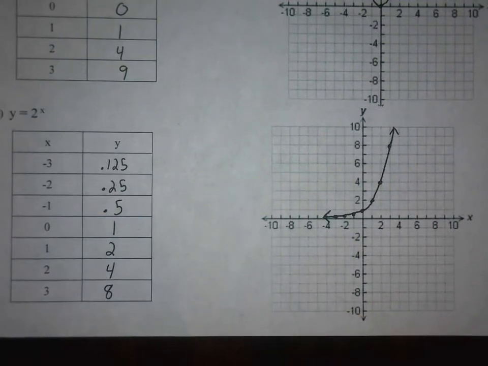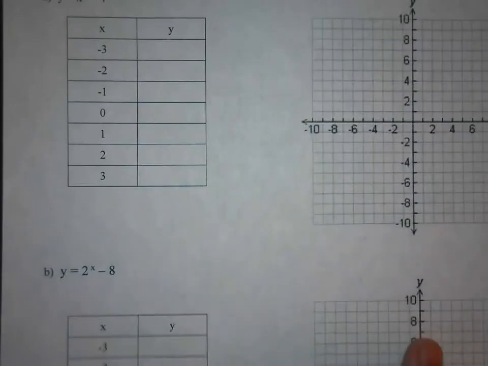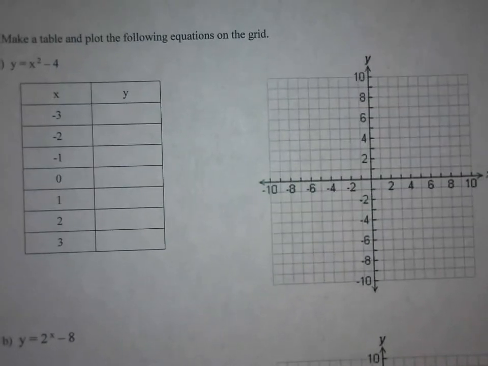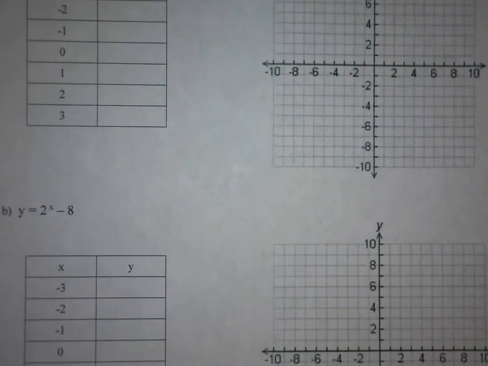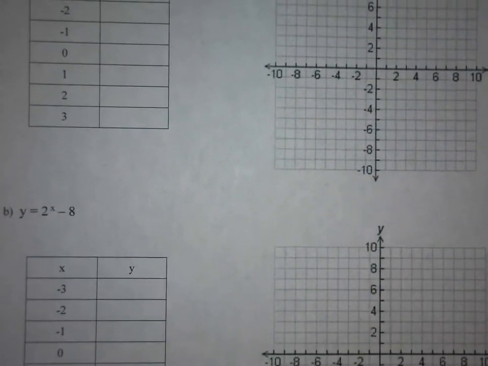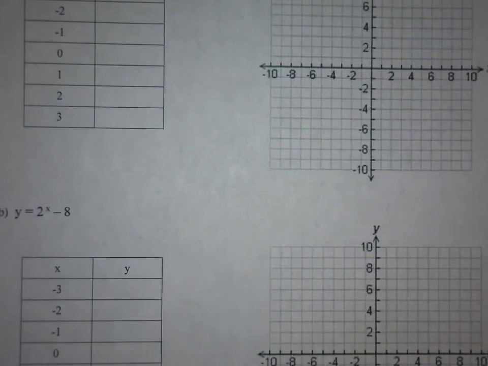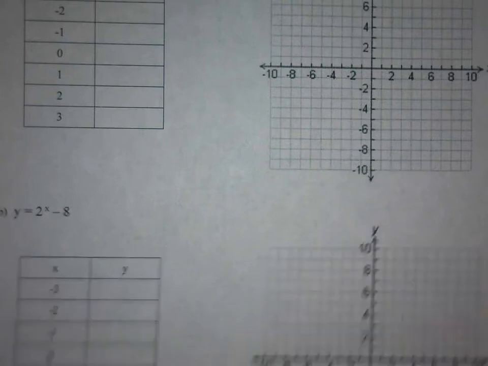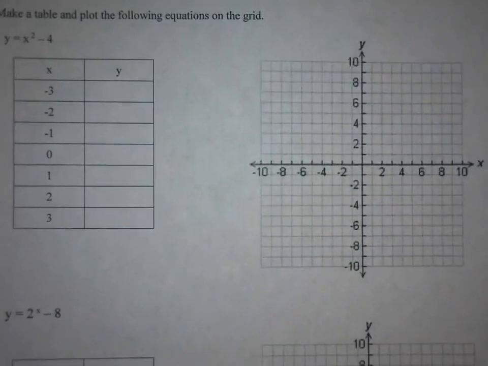Okay, then if we look at the second page, we have a few different graphs. Y equals x squared minus 4, and then y equals 2 to the x minus 8. So again, those are ones that I would have you put in the calculator. Okay, just like we did the first couple, just put them in the calculator.